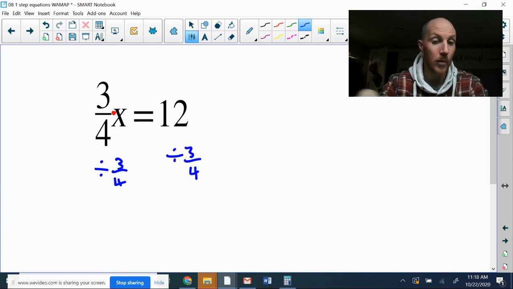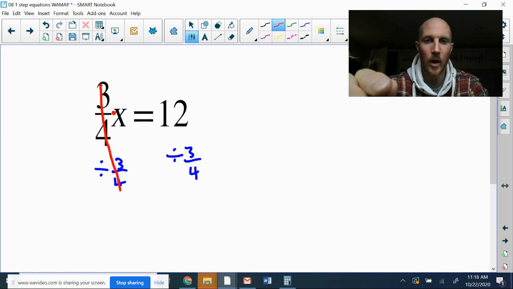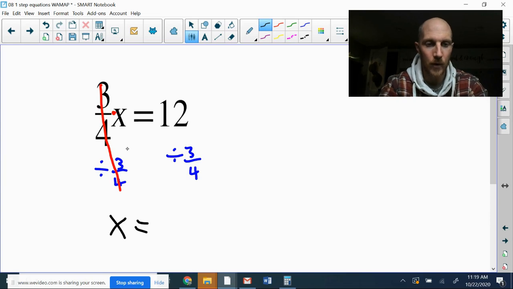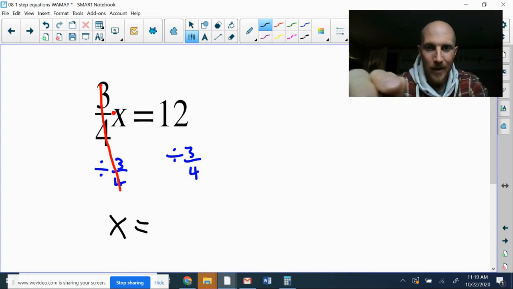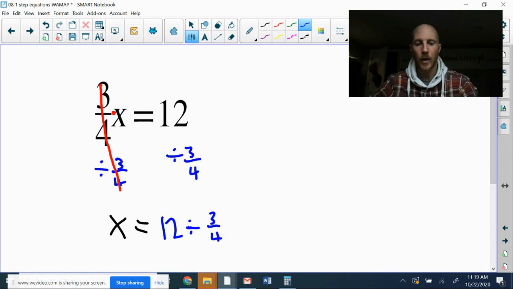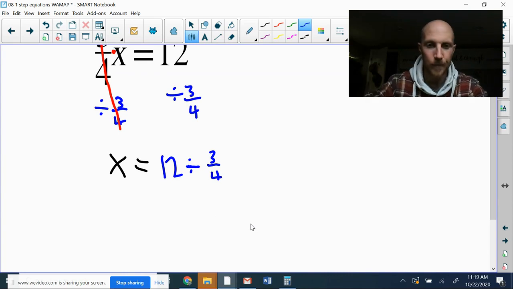I have to do the same thing on both sides of the equal sign to keep that teeter-totter balanced. And multiplying by 3/4 and dividing by 3/4, since they are opposite, those two things will cancel out, and I'll have just the x equals left on the left side. And over here on the right, I'm going to have 12 divided by 3/4. Okay, so as I said, short is not necessarily simplest if you're not comfortable working with fractions.